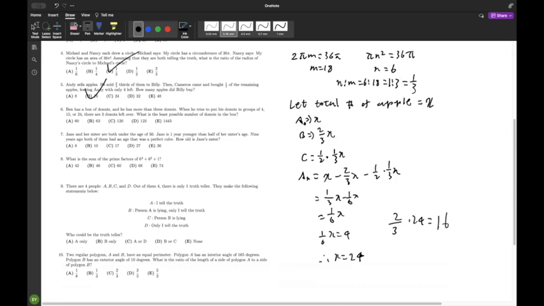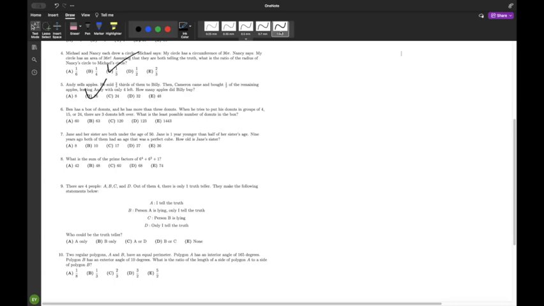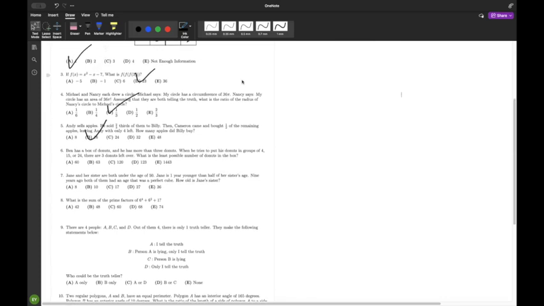Ben has a box of donuts. And he has more than 3 donuts. When he tries to put his donuts in groups of 4, 15 or 24, there are 3 donuts left over. What is the least possible number of donuts in the box?